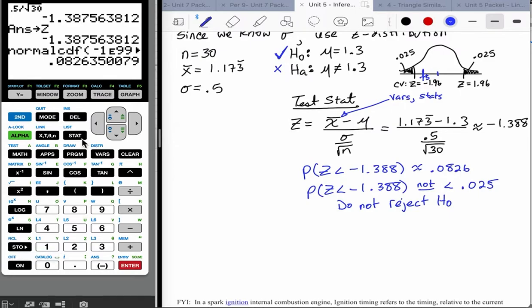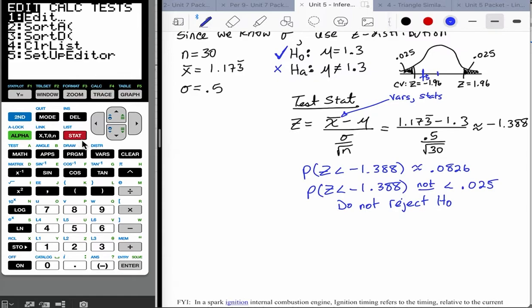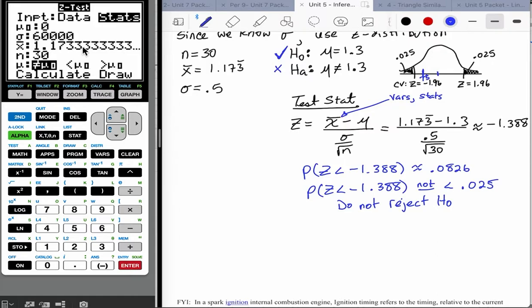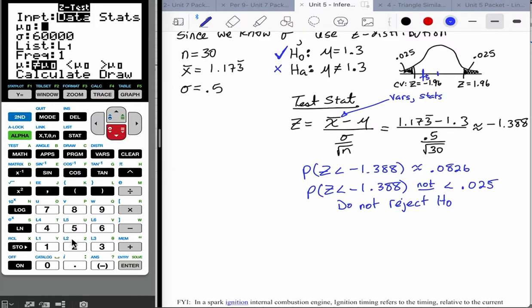to do this from top to bottom on the calculator. Stat, test, this is a z-test. All right, so stat test option 1. You have an option to input data or stats. We typed in data, so data it is. The mu sub 0 is whatever number you put into the null hypothesis. All right, so that would be 1.3.